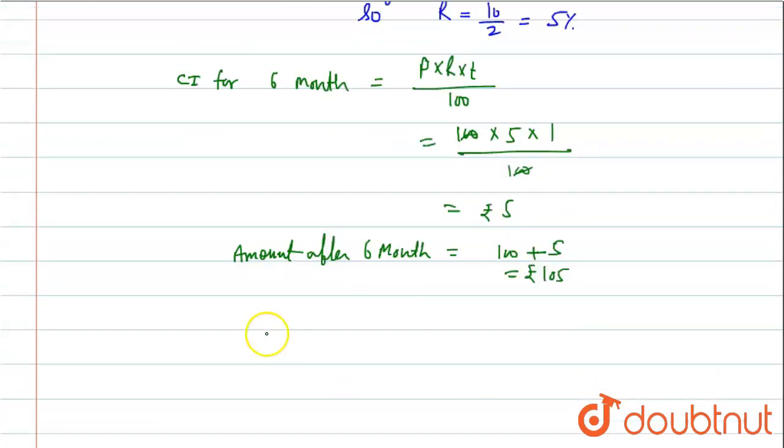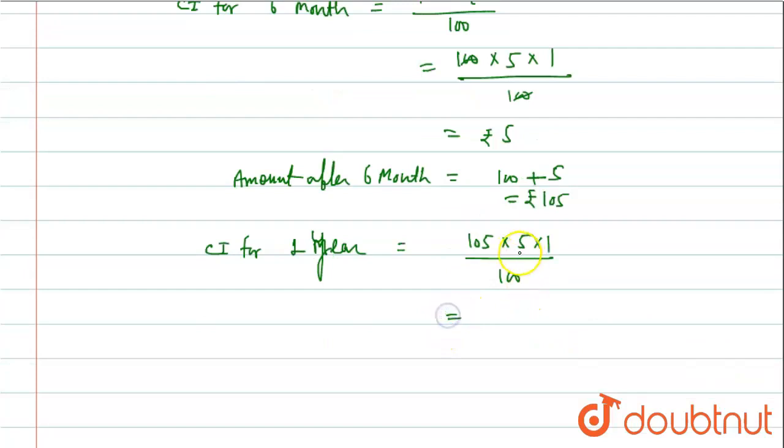Now compound interest for the next 6 months will be equal to 105 into rate of interest 5 into 1 half year by 100. So this will be equal to 5 into 5, 25, and 5 by 100. So this will be equal to 5.25.